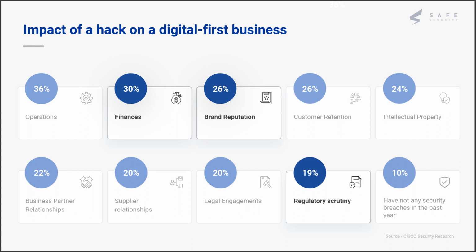And the reason you need to do that is because when a hack happens on a digital-first business, which by the way will be every business in the next 5 years, you're not just talking about a hack where the data got stolen. It starts from disrupting operations, finances, brand reputation, customer retention, intellectual property, regulatory scrutiny, legal, supplier relationships, et cetera. There's a host of things which really get impacted. And this is from Cisco security research, a Cisco report which talks about that.